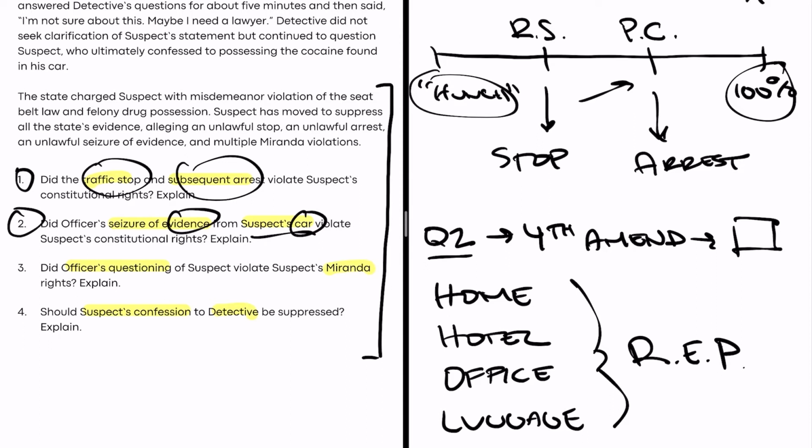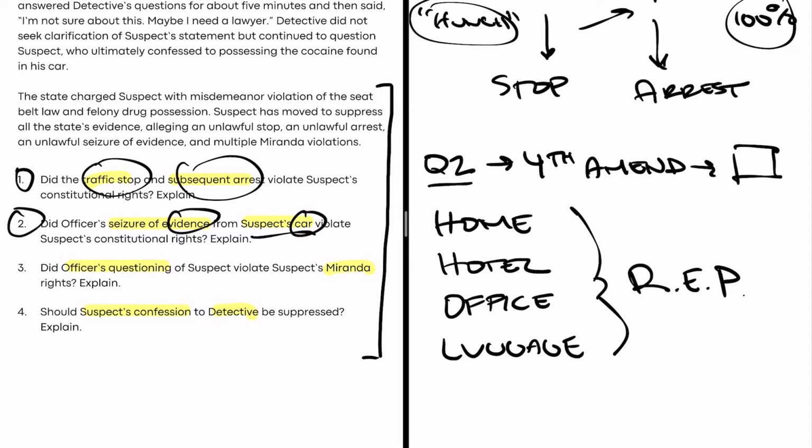So when the police physically intrude into these areas to search and seize evidence, if they don't have a search warrant and no exception applies, that can be a Fourth Amendment violation, right? That's a violation of a person's protection from unreasonable government searches and seizures of evidence. So notably, though, in question number 2, it tells us that this is happening in the suspect's car, right?